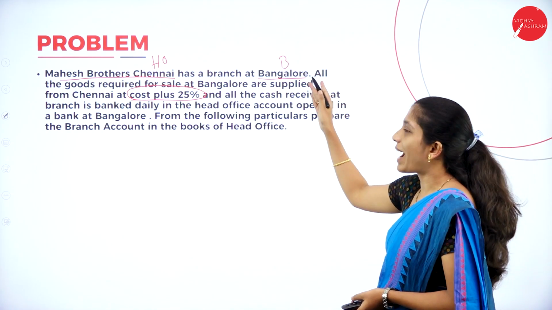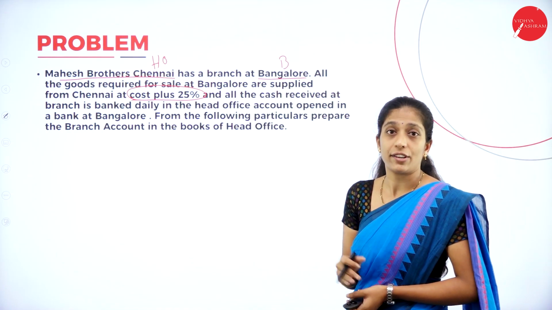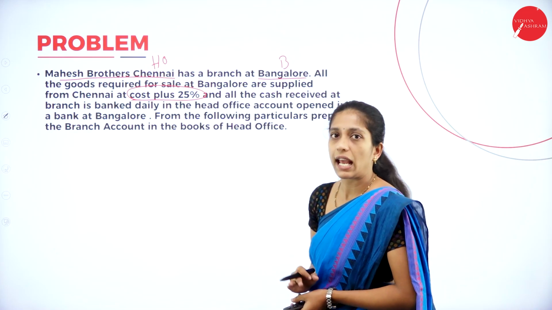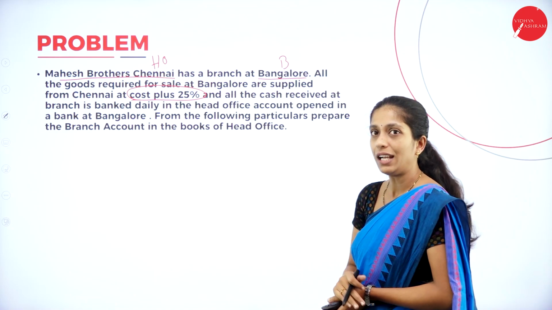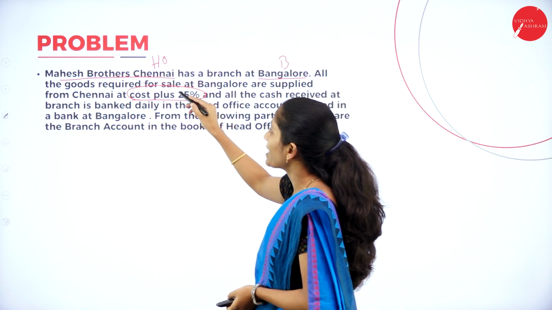Here the Bangalore branch is totally dependent on head office. So whatever the expenses which is incurred by the branch will be provided by who? By the head office. On what basis?